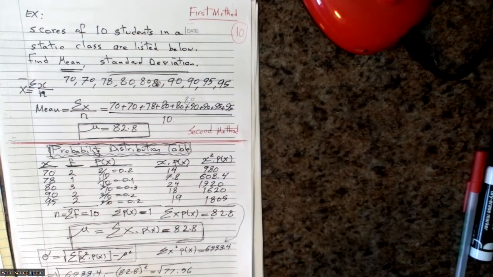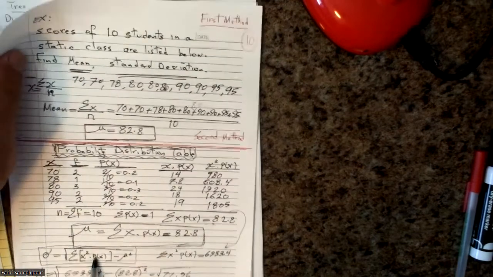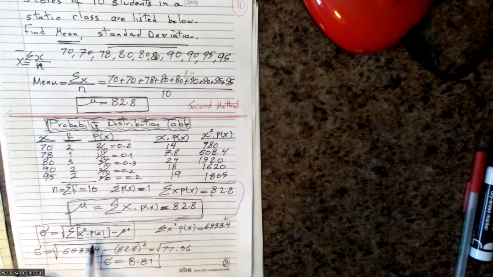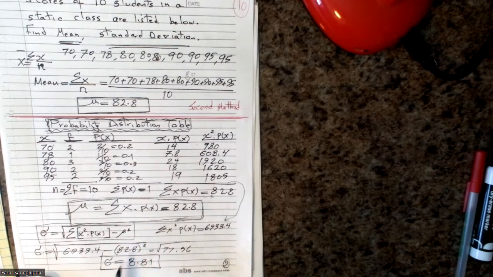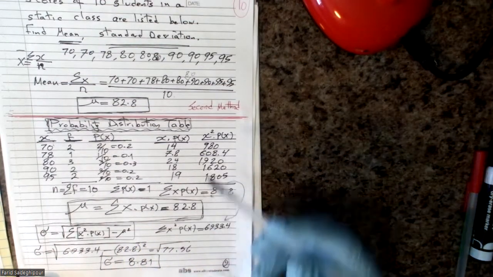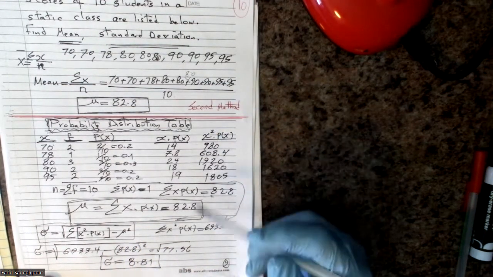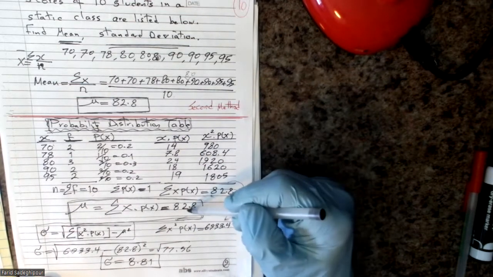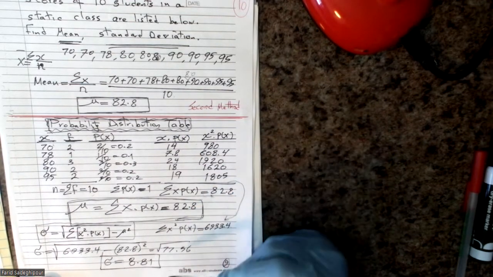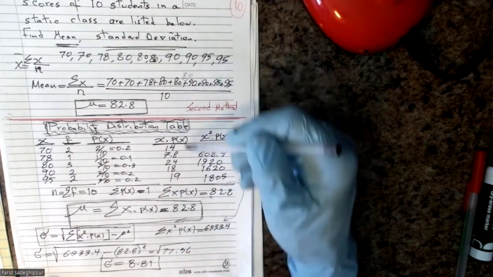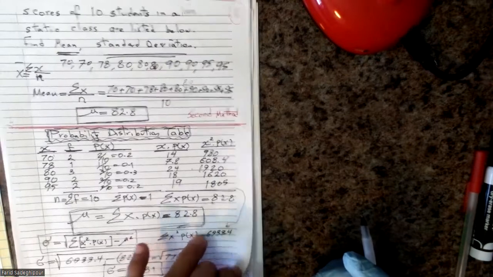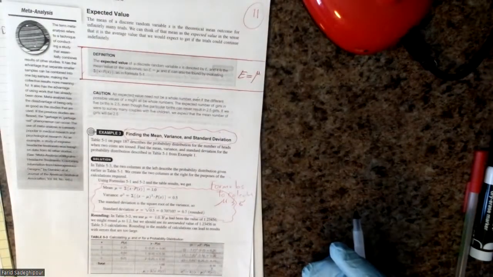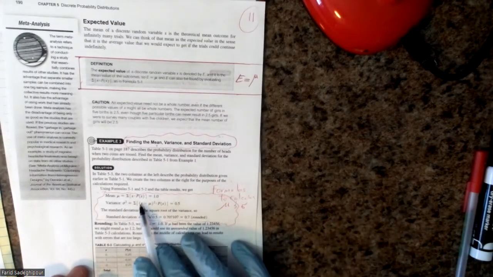Now, standard deviation. What is a standard deviation? This is the formula for the standard deviation: the square root of the sum of x squared P of x minus the mean to the power of 2. So I did these problems to show you how you calculate the mean and standard deviation using a probability distribution table. And these are the formulas.